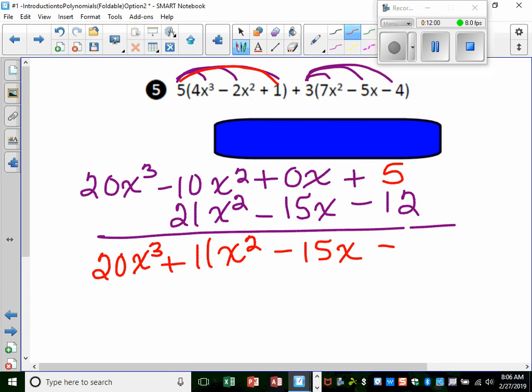So again, all you're doing is just combining like terms together, but just make sure you didn't make the mistake like I did. Put that 21x squared under here. You want to make sure x squareds are under x squareds, x to the thirds are under x to the thirds, x's to x's, and constants to constants.